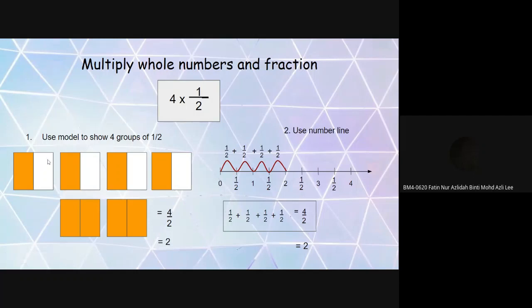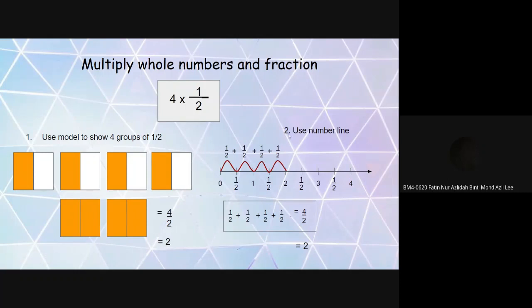After we divide it into half, we take out the half part and shade it or color it with a different color. And then we need to count how many halves there are. In this model, we have 4 halves, and then we take out the halves and rearrange them to become like this. So the answer will be 2 because we have 2 squares, or we can use half plus half plus half plus half equals 4 halves. 4 halves is equivalent to 2.